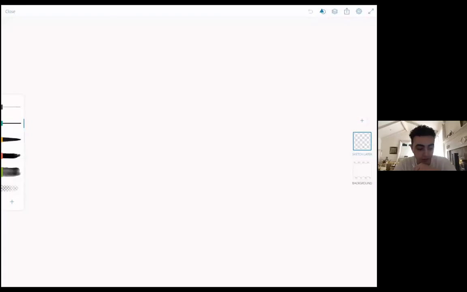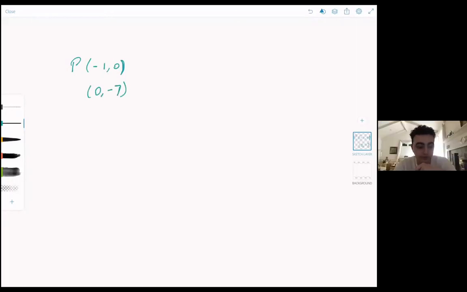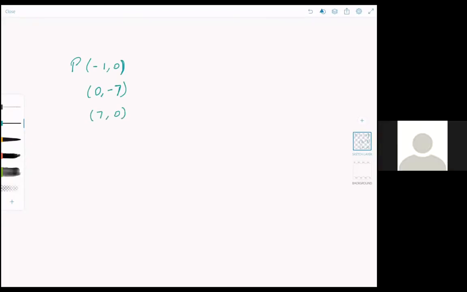To find a formula for the parabola, the graph is not necessarily to scale, and the points were first -1 and 0, and then 0, -7, and then 7 and 0. So we have 3 points on the parabola.